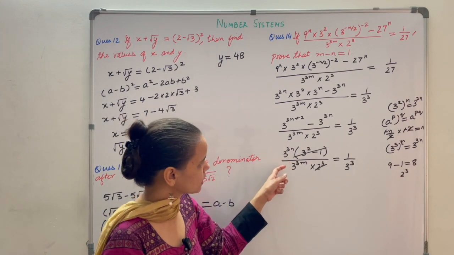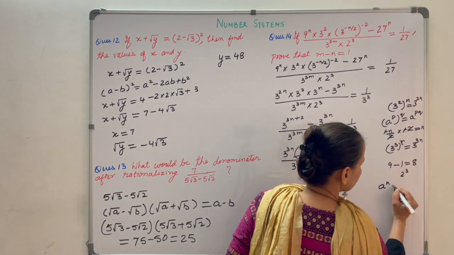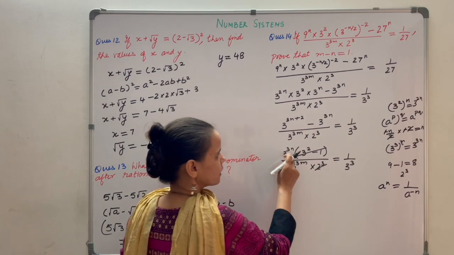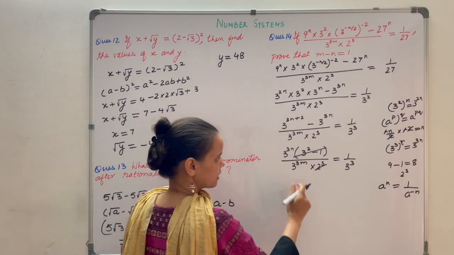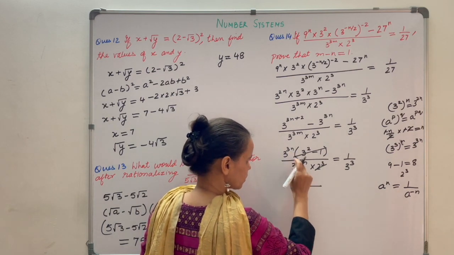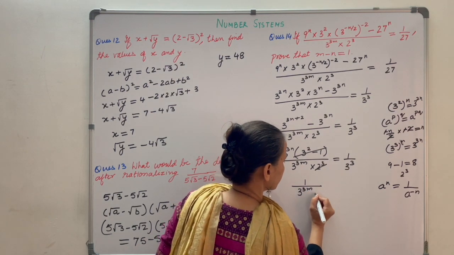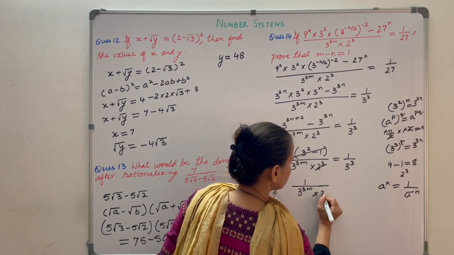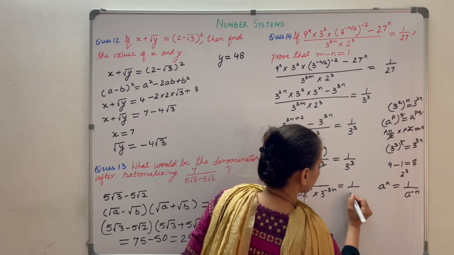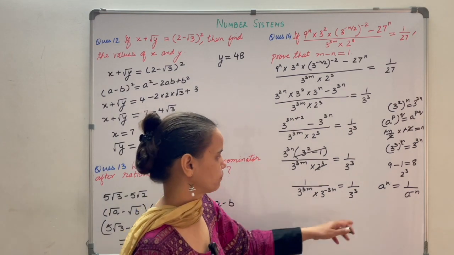So let us bring this one down. So we will use this law to solve. So a raised to power n is equal to 1 upon a raised to power minus n. So the exponent will become negative. So let us rewrite it. So on this side you have 1 in the numerator now because you are bringing this one down. In the denominator you already have 3 raised to power 3m and into 3 raised to power minus 3n. This is equal to 1 upon 3 raised to power 3.